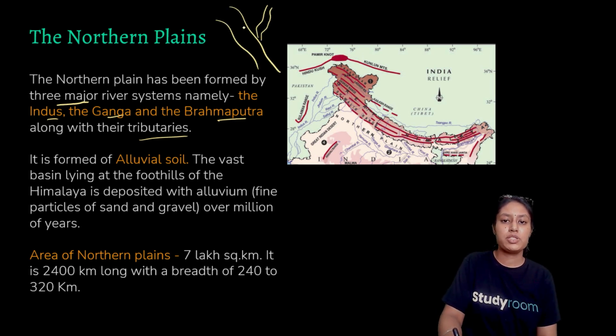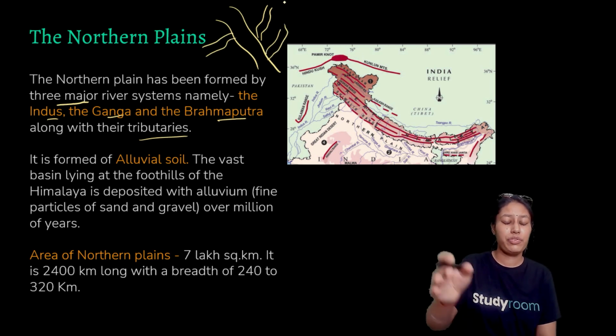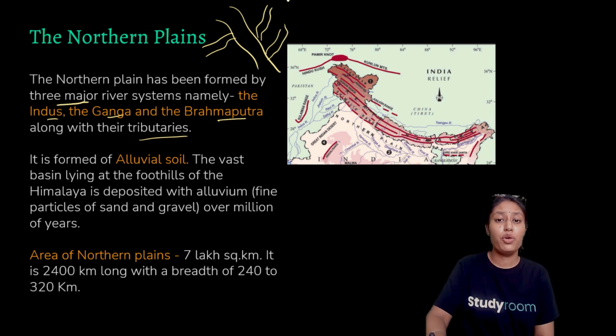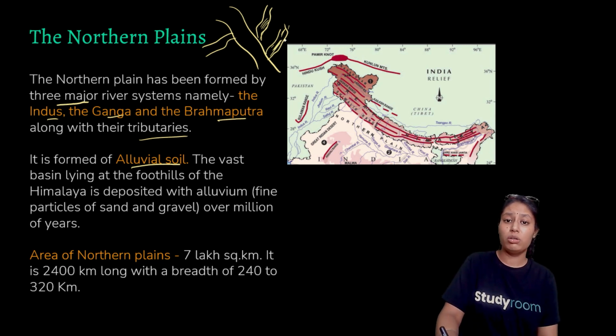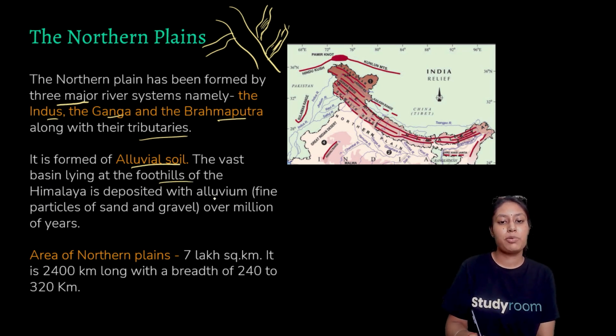So it flows from going to a different area and then making a different route. These little rivers are known as tributaries. Okay, and this is formed of alluvial soil, obviously because it has a lot of moisture, and that's why it is formed of alluvial soil. The vast basin lying at the foothills of Himalayas is a deposit of alluvium. Okay, because it is around a river, a lot of alluvium is created around the river.